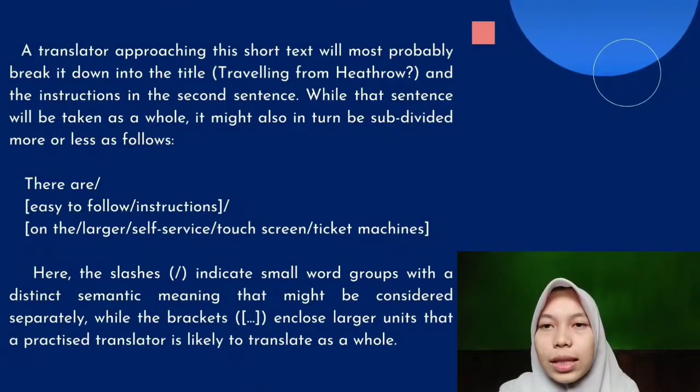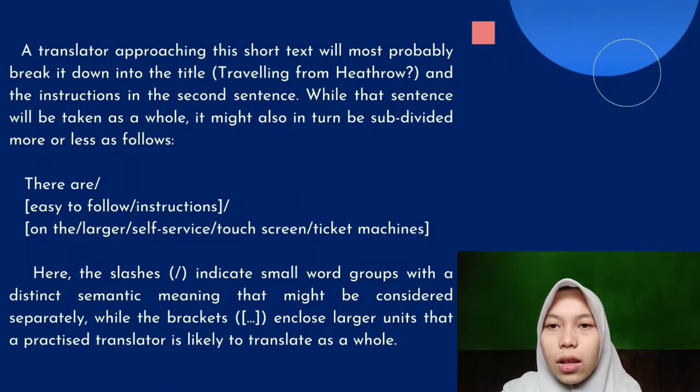A translator approaching the short text will most probably break it down into the title, "Traveling from Heathrow", and the instruction in the second sentence. While that sentence will be taken as a whole, it might also in turn be subdivided more or less as follows: there are / easy to follow / instructions / on the / larger / self-service / touch screen / ticket machines. The slash indicates small word groups with a distinct semantic meaning that might be considered separately, while the brackets enclose larger units that a practicing translator is likely to treat as a whole.